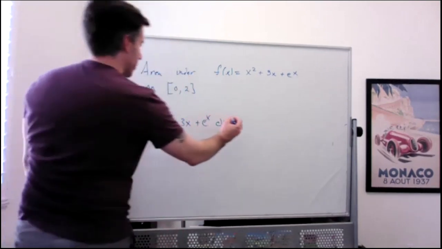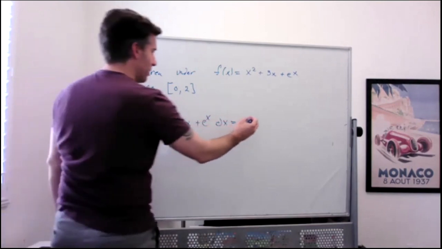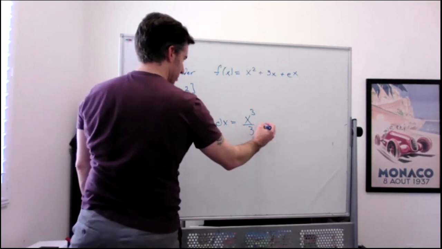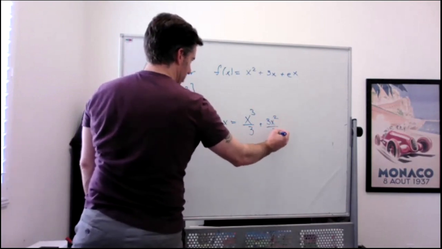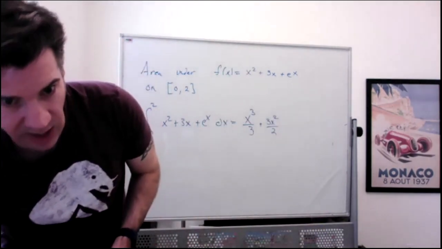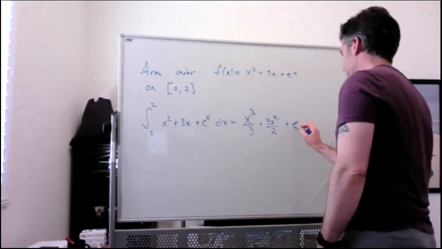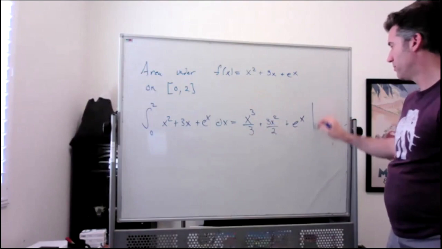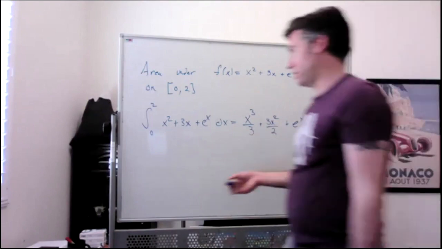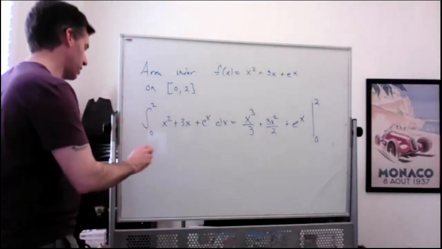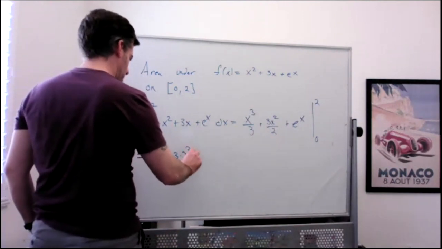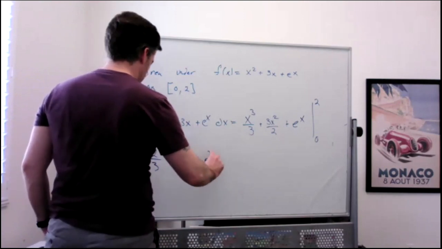Okay, so anti-differentiate, the antiderivative of x squared is x cubed over 3. Antiderivative of 3x is 3x squared over 2. And e to the x is great. The antiderivative of e to the x is e to the x. I don't need the plus c because it's definite. So now I'm going to plug in my limits of integration. I'm going to plug in 2. We get 2 cubed over 3 plus 3 times 2 squared over 2 plus e squared.